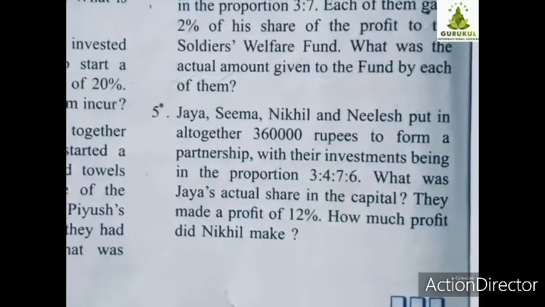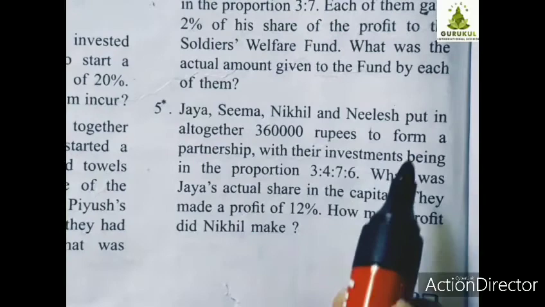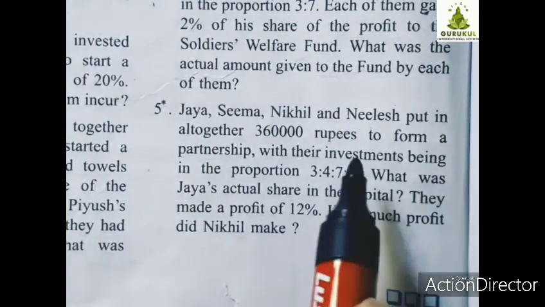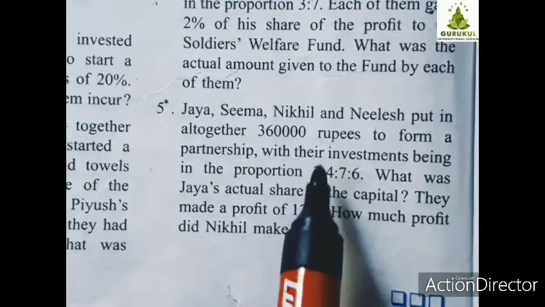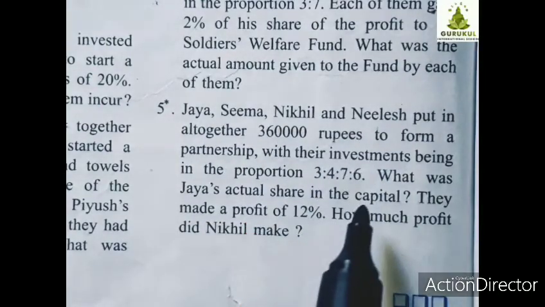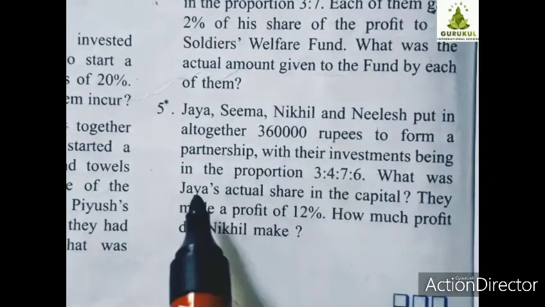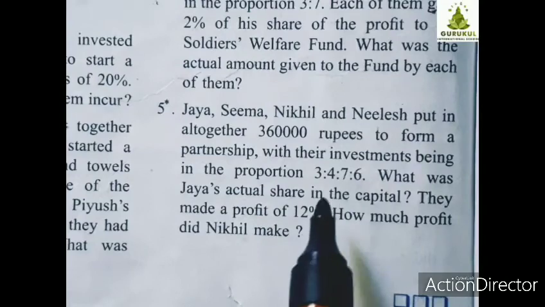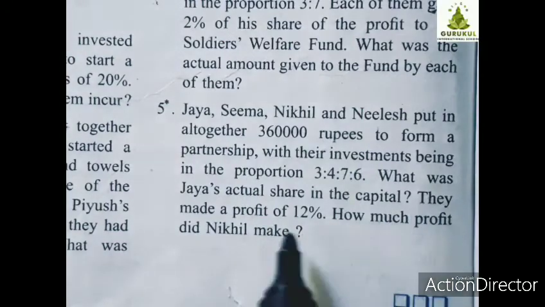Now in this sum, they have given us total profit, total capital or investment 3,60,000 rupees, and they have invested it in this proportion. Means Jaya has invested 3 parts, Seema 4 parts, Nikhil 7 and Nilesh 6 parts. Now what was Jaya's actual share? They have not asked everyone's share, only Jaya's, the first share, that is 3 parts. We have to find out how much. And then they made a profit of 12%. So how much profit did Nikhil make?